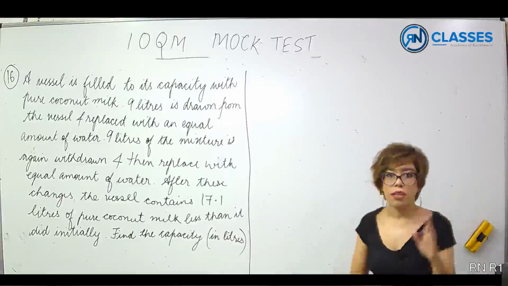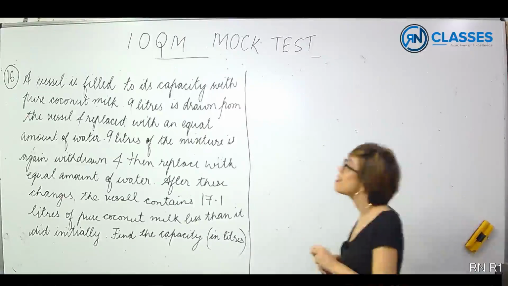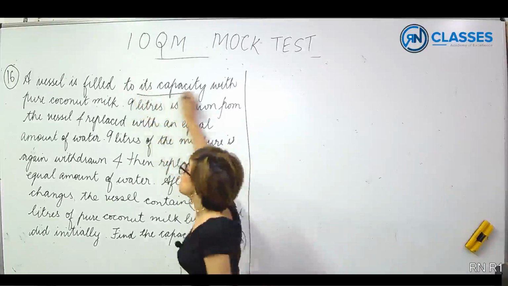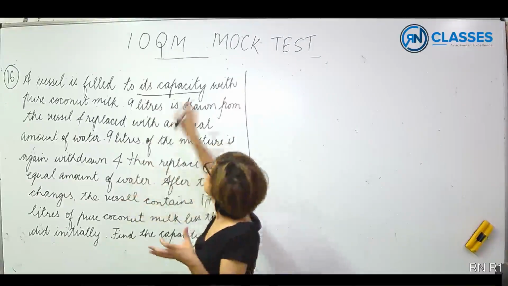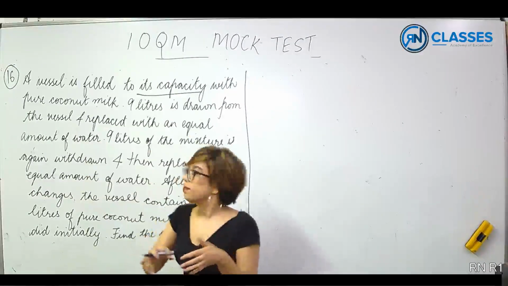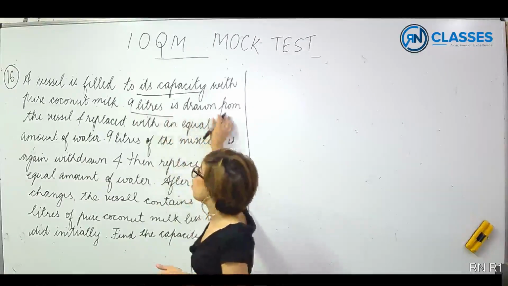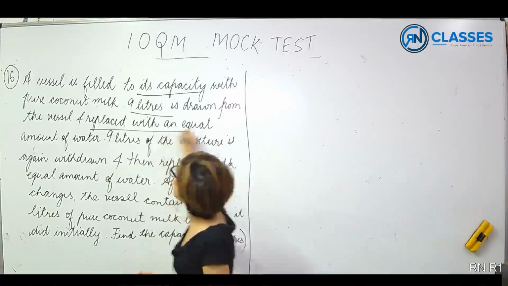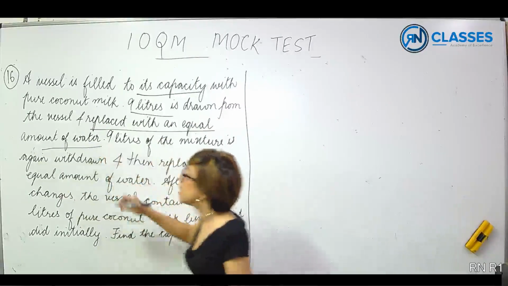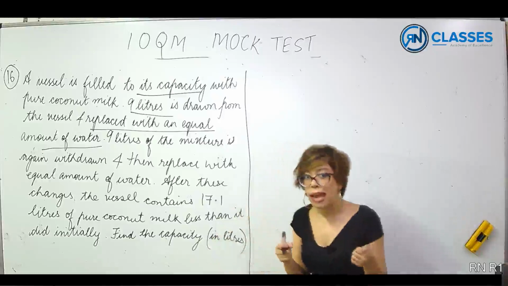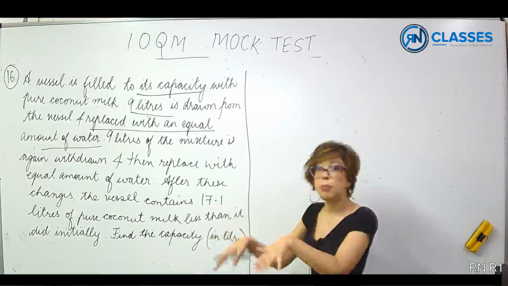Alright, on to the next one. Now, he says a vessel is filled to its capacity. That means it's entirely filled with pure coconut milk. 9 liters is withdrawn and replaced with an equal amount of water. So, 9 liters of milk have been taken out and 9 liters of water has been put in.